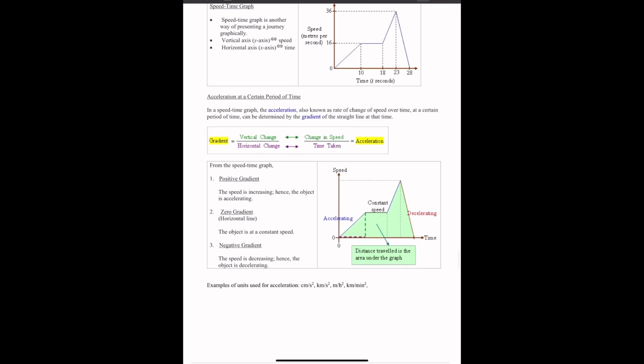Now I'm going to go through section 3 of worksheet 5, which is speed time graph. So previously you've learned about distance time graph. Now we are learning about speed time graph. So it is another way of presenting a journey graphically where your speed is now the y-axis. Okay, so I'm just going to zoom into this second part of the page here.